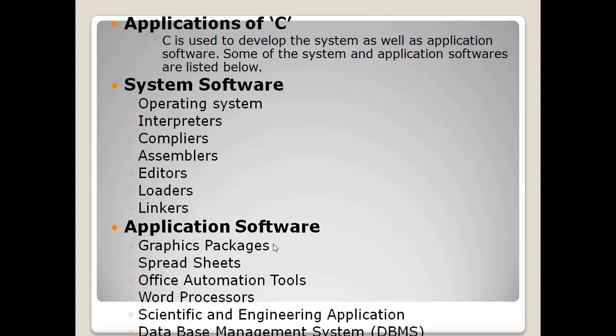When it comes to application software, examples are graphic packages, spreadsheets, office automation tools, word processors, scientific and engineering applications, and database management systems, DBMS. All these are application software, and C is used to develop system software and also application software.